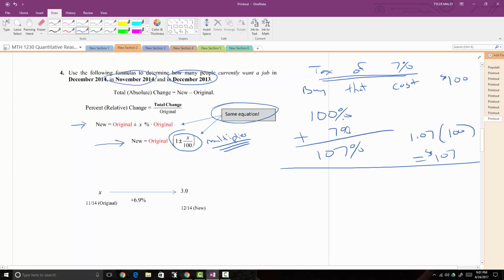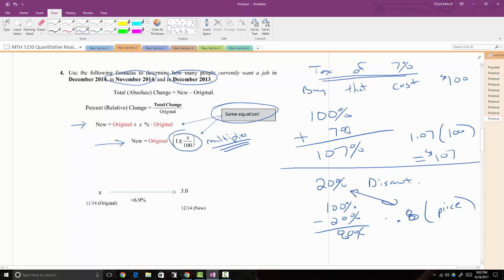So if you have an increase, your multiplier should be over 1, and a decrease is where your multiplier would be under 1, right? Like if I had a 20% discount on something, then my multiplier would be 100% minus 20%, so I'd end up paying 80%, so my multiplier would be 0.8. If I take 0.8 times the price of something, that would correlate with a 20% discount. So just trying to relate that to what we already know.